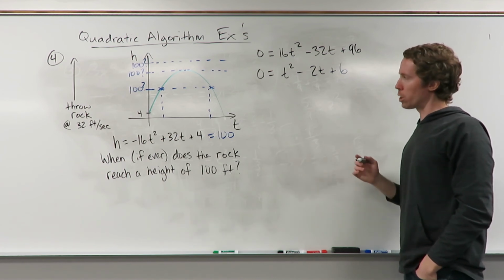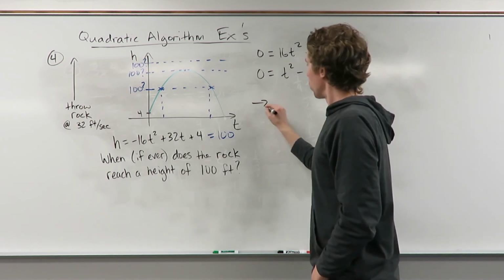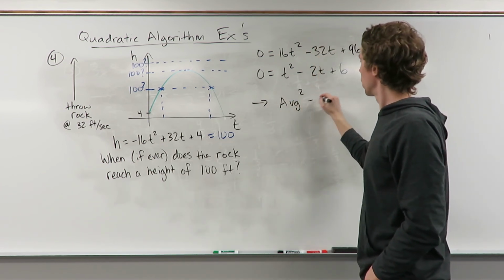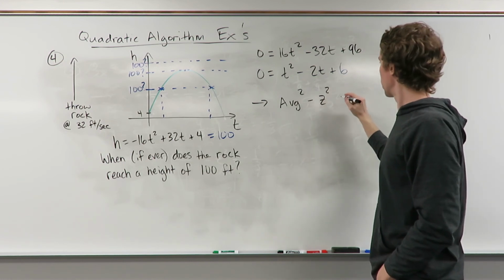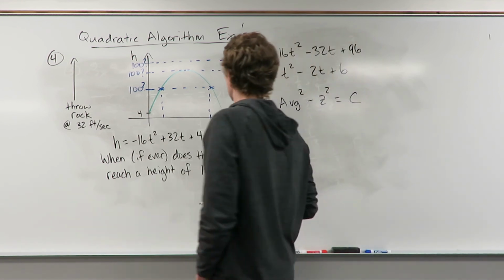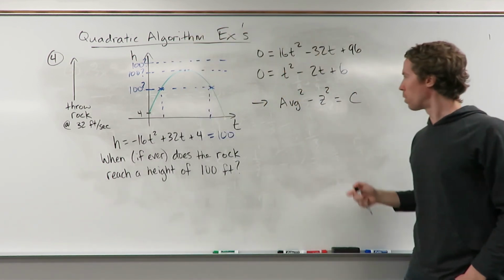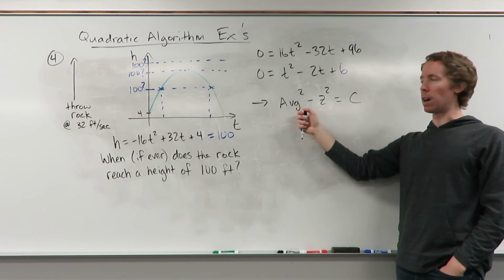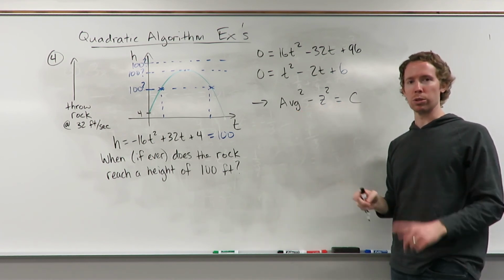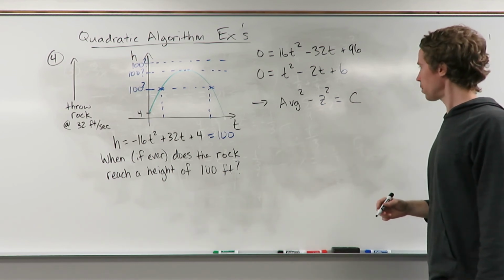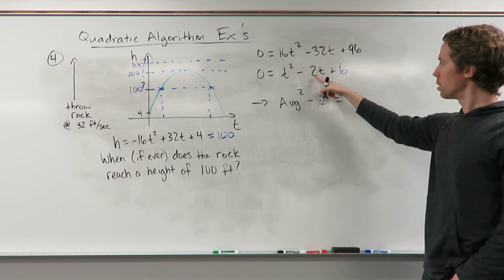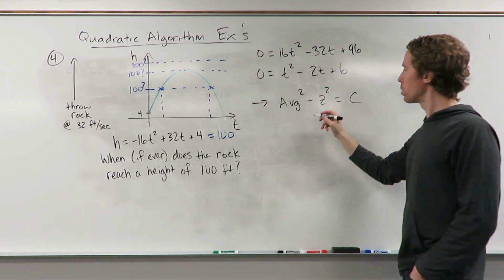So remember, for our quadratic algorithm, what we need to say is that the average squared minus z squared equals c. And again, we've already talked about the geometric significance of the average and z. Z is the distance from the average to your two solutions, out from the middle. Our average in this case is negative b over 2.